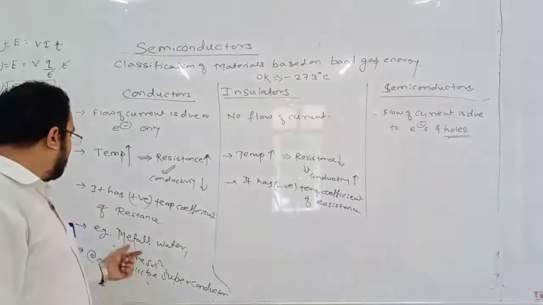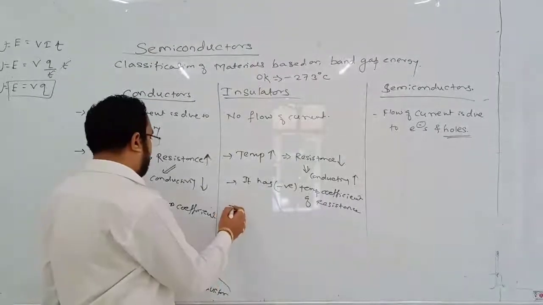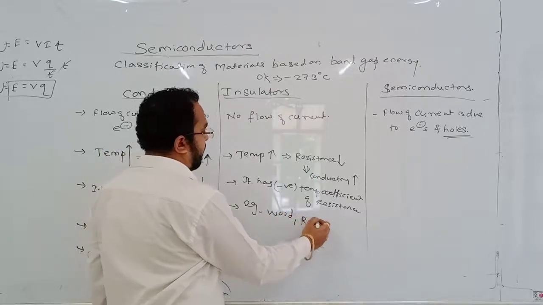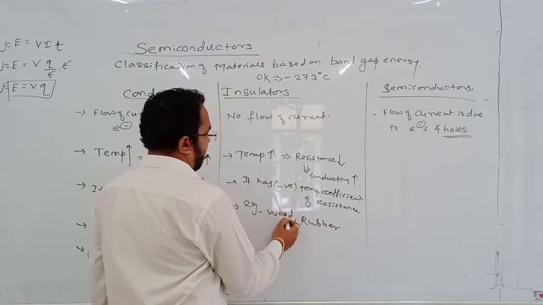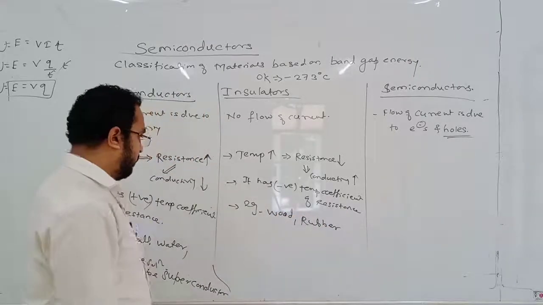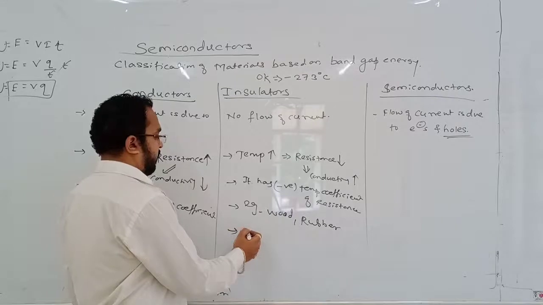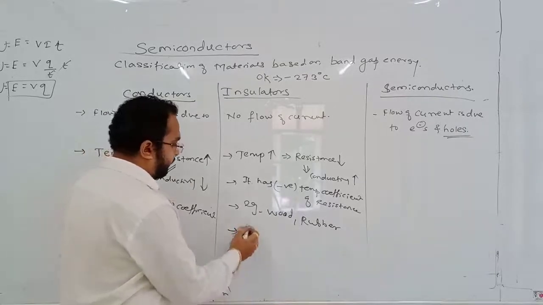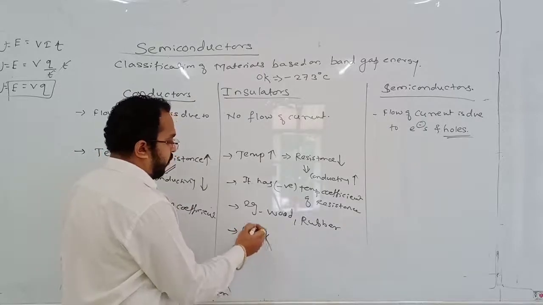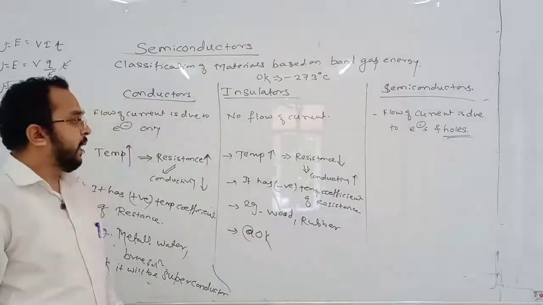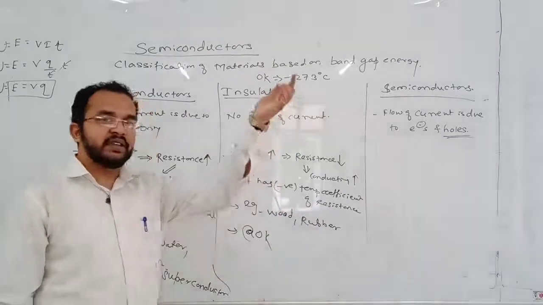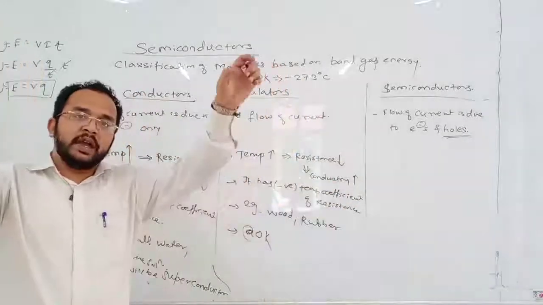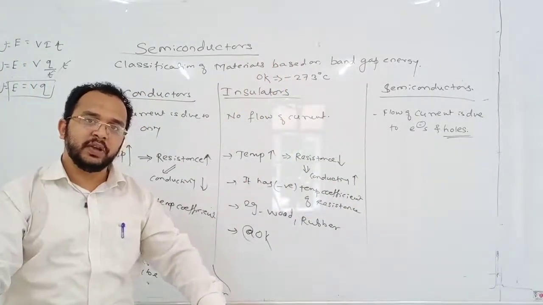Okay, next one, example. We know examples: wood, rubber, so many examples are there. Then at 0 Kelvin, what will happen at 0 Kelvin? Now see, as the temperature increases, conductivity will also increase. Temperature increases, conductivity also increases. So as temperature decreases, conductivity also decreases.